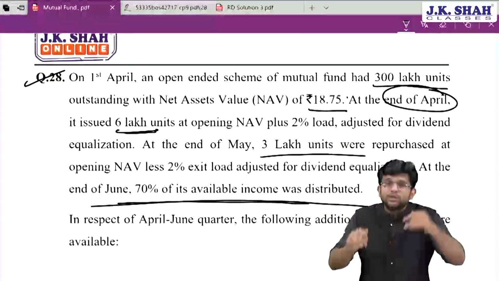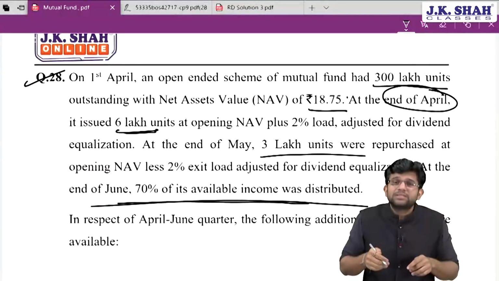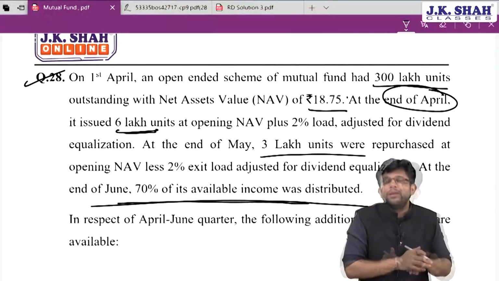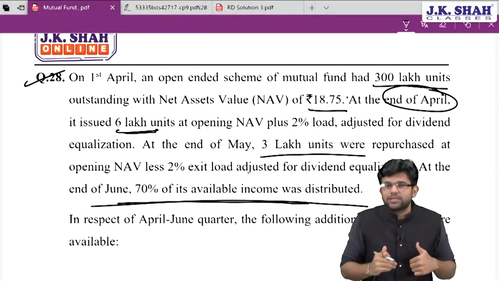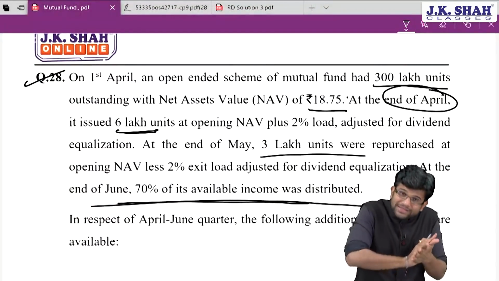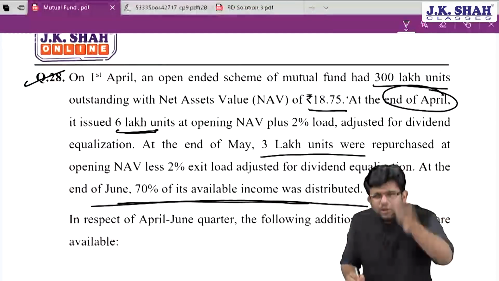Then in May, students, you will be earning more income that will add to your fund value, but you are repurchasing some units that will reduce your fund value. Then students, in June, what will happen? Distribution. In June, you will be earning some income. That income will add to your fund value, and then in June you are distributing 70% of your total income available for distribution. That will reduce your fund value.